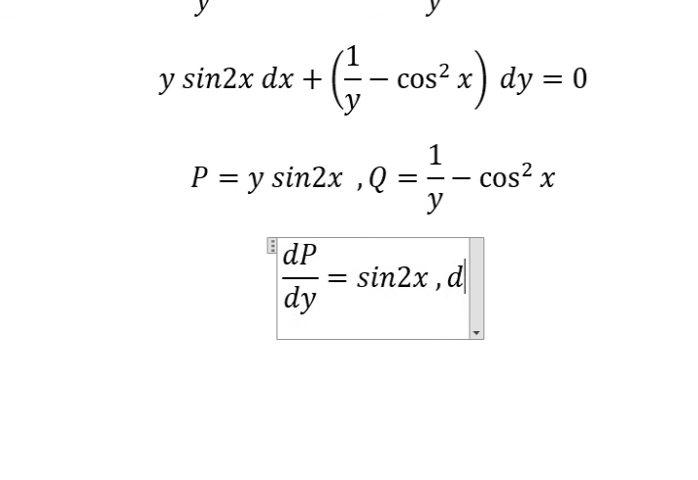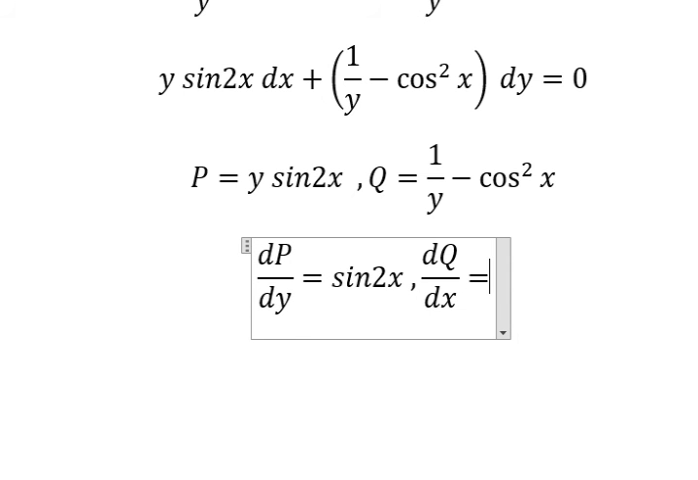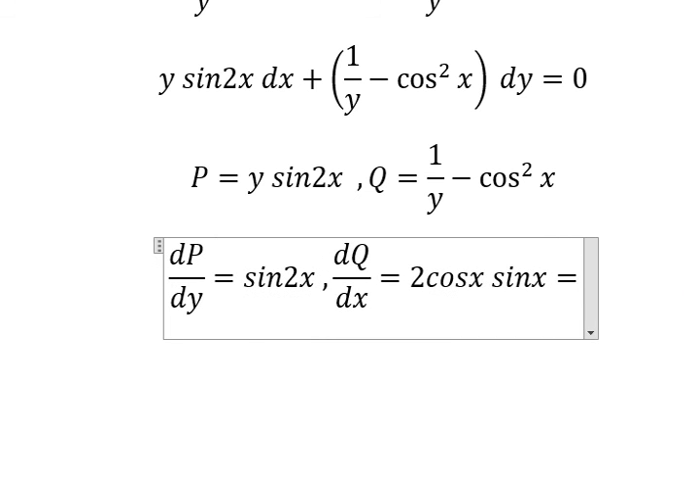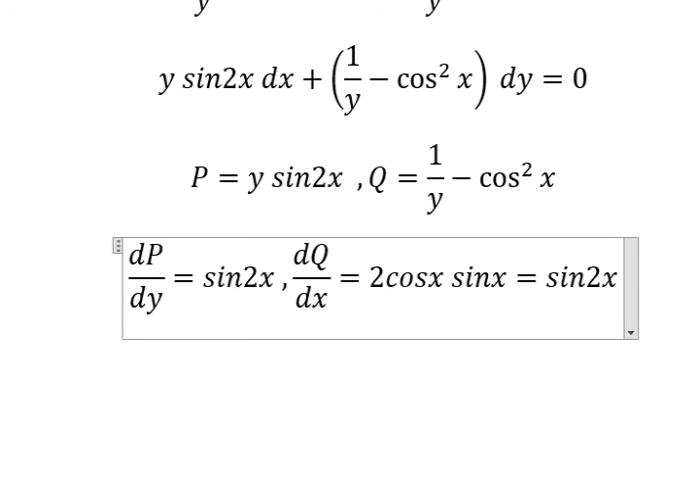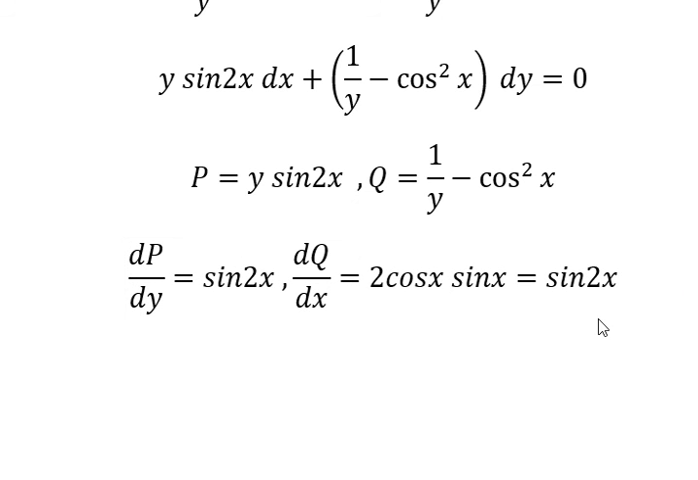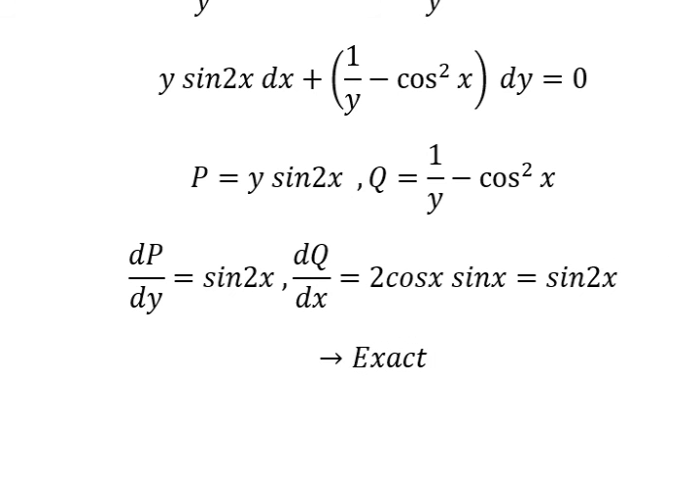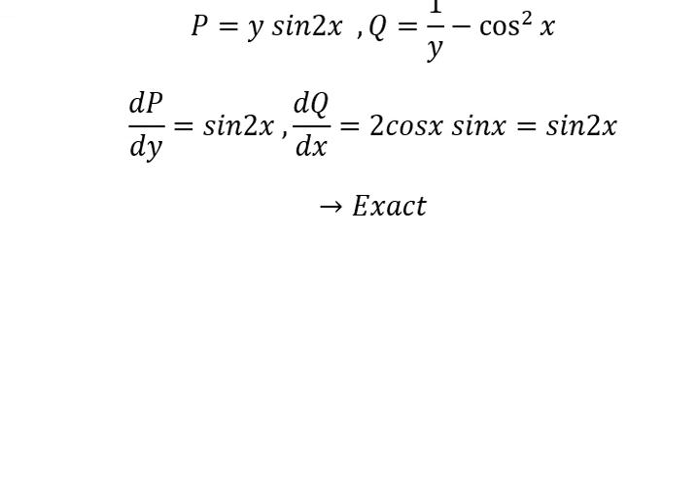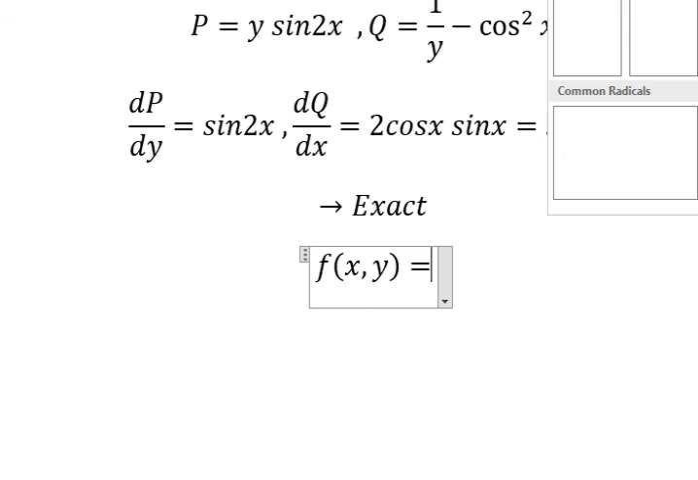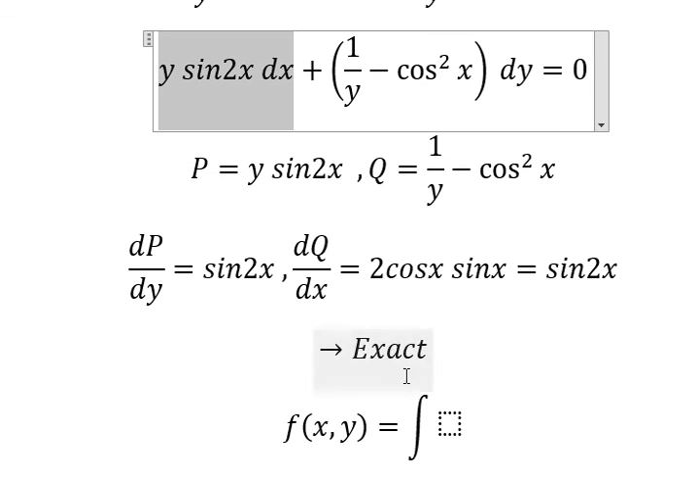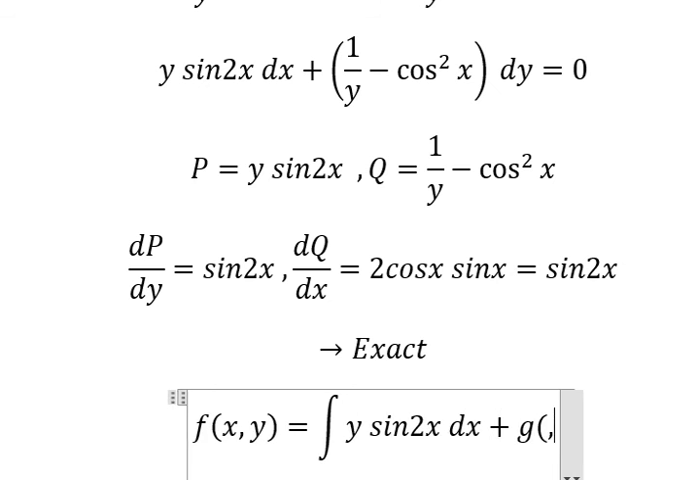And the second one, that is 2 cosine x sine x, and this one we have sine 2x. And we see that this one and this one, they are the same. So this is exact. Now we need to set up f(x,y) equals to the integration. So I need to choose this one plus 3xy.